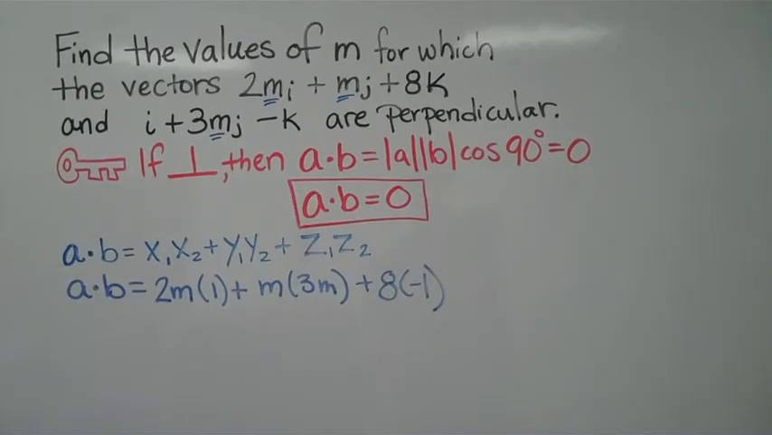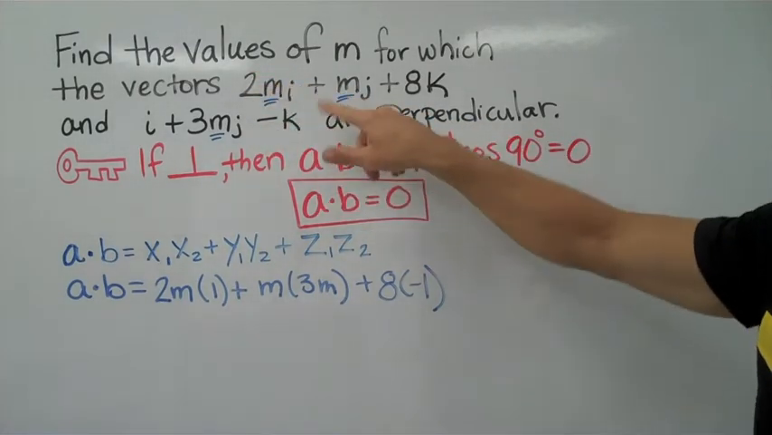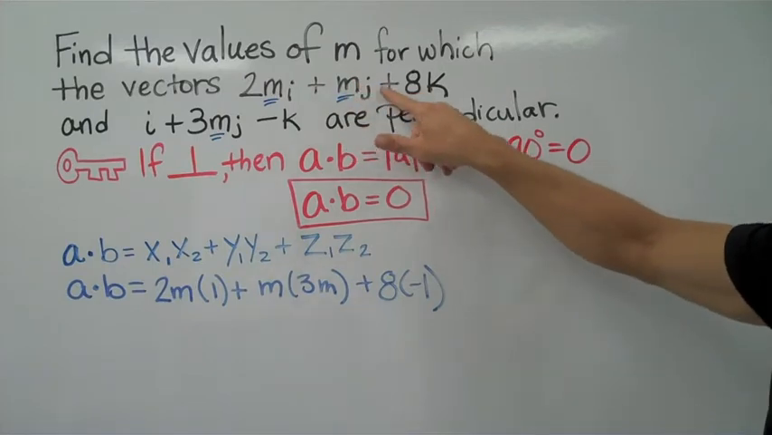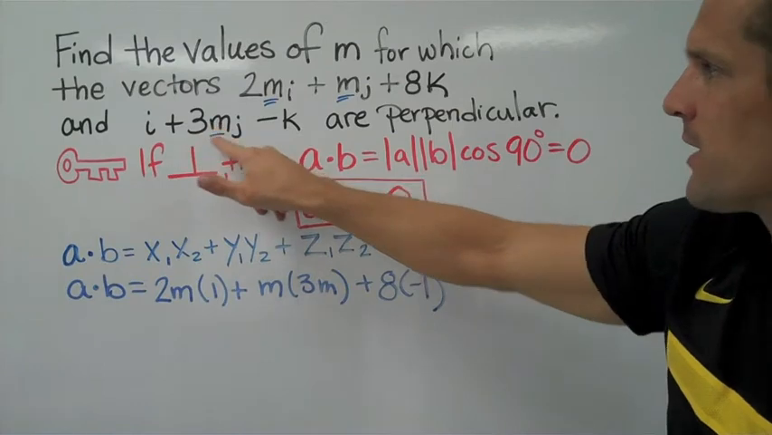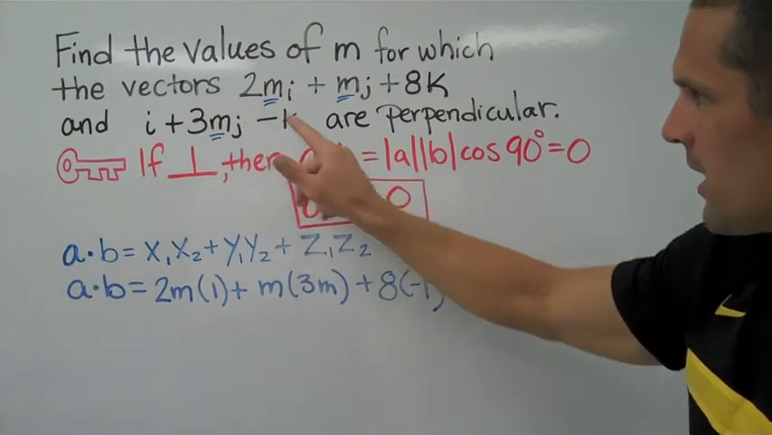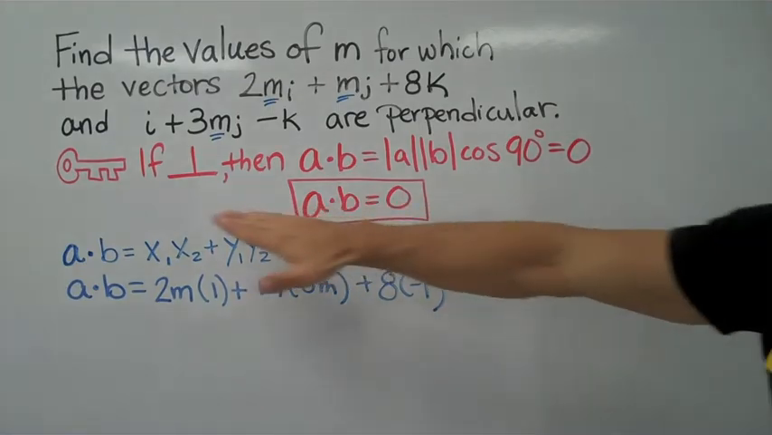Find the values of m for which the vectors 2m i, so our coefficient there is 2m, plus m, that's 1m j, plus 8k, and the second vector i plus 3m, that's taken as 1 unit, j, minus 1k are perpendicular. Well, what do we know? Here's the key to the problem.